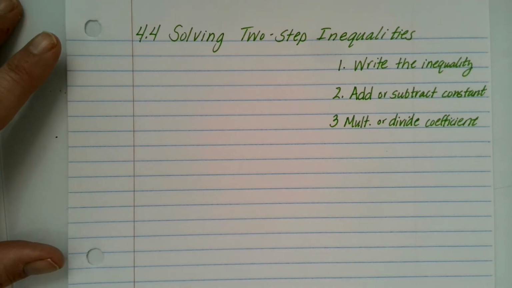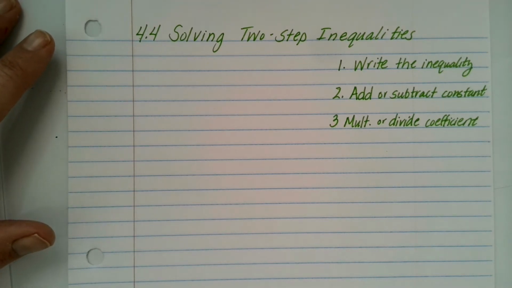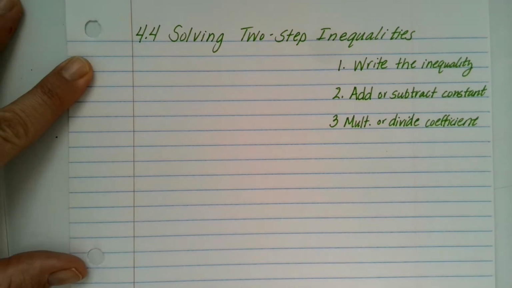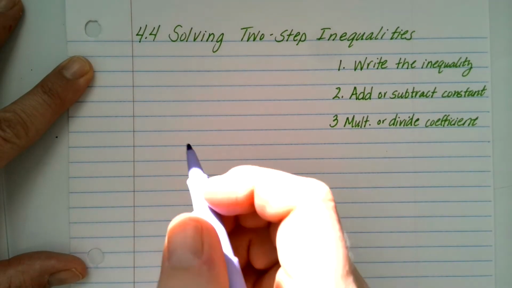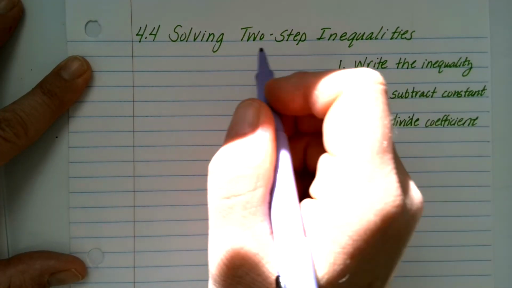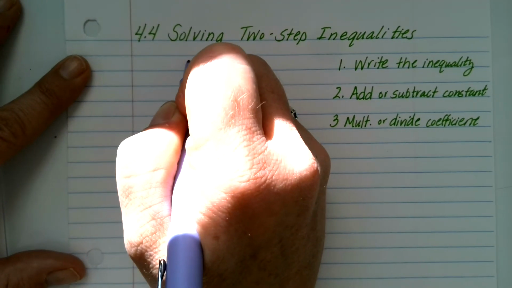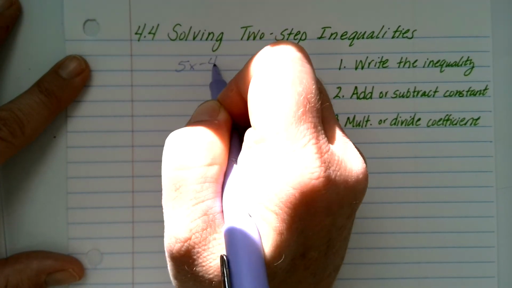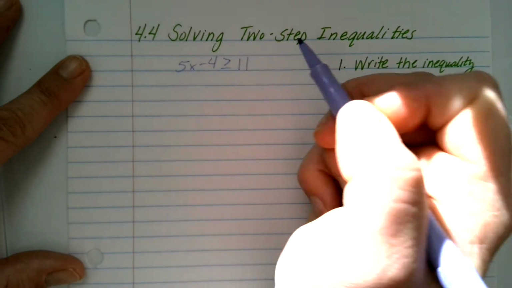Hi guys, welcome to Solving Two-Step Inequalities. Today we're going to be learning the steps to do this and solve any inequality. So step number one is write the inequality. So here we have 5x minus 4 is greater than or equal to 11.